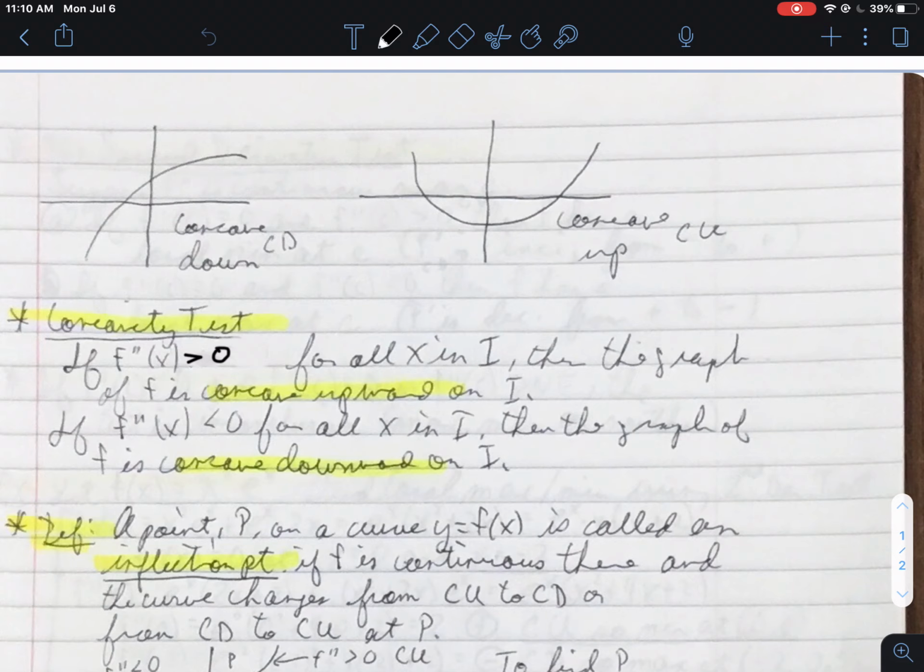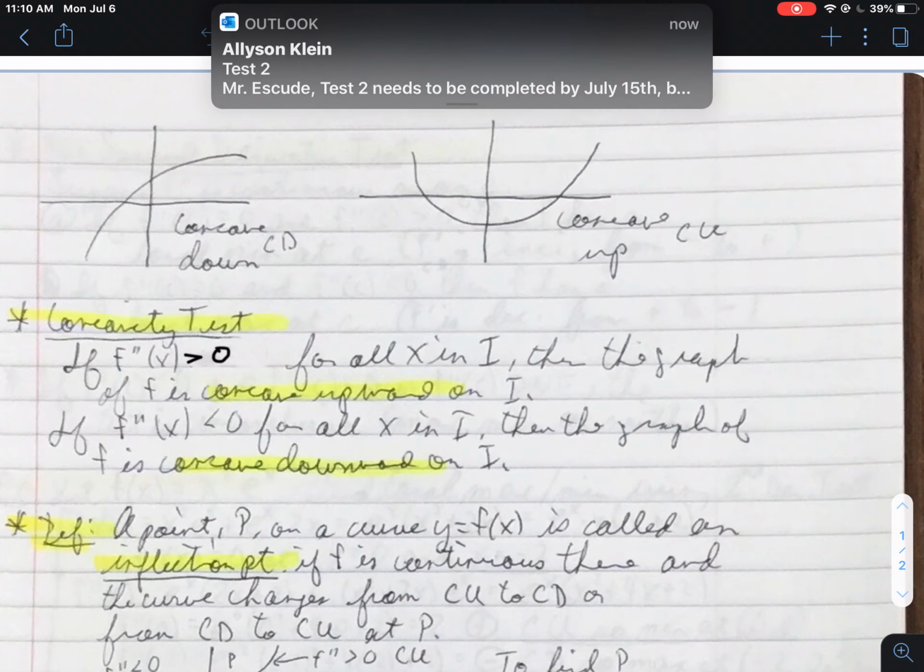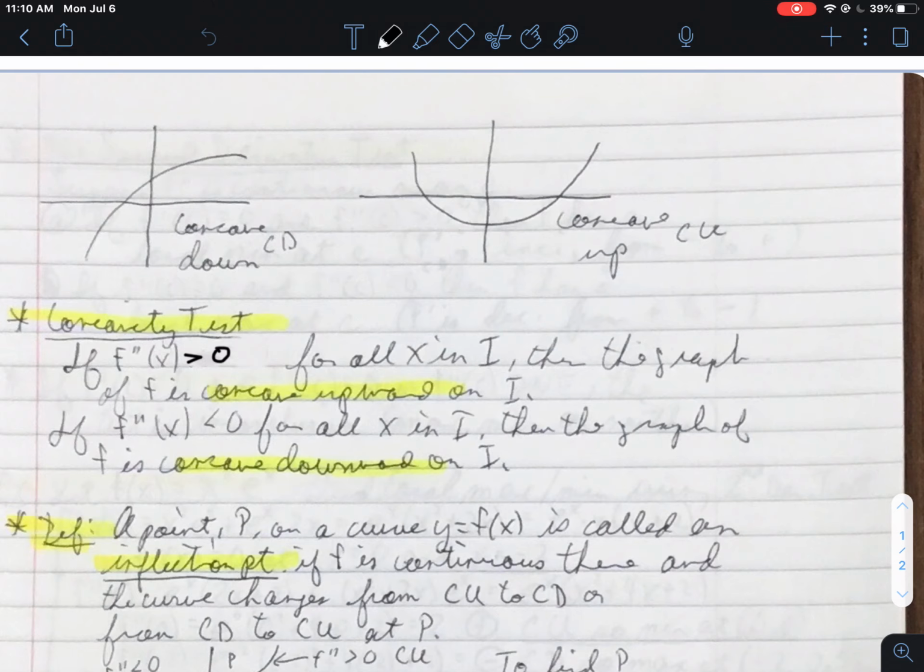So we're going to call this the concavity test. Now remember when we did the test for the increasing and decreasing, we called that the first derivative test. I'm not calling this the second derivative test. There is a second derivative test, but it actually is used to measure increasing and decreasing. So don't call this the second derivative test. You're going to confuse yourself if you do. So I call this the concavity test, or test for concavity.